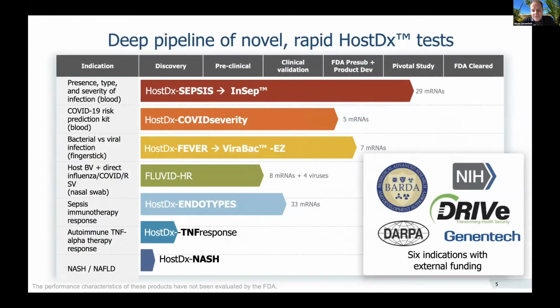How we have applied this to different disease areas is shown on this slide. Inflammatics has a deep pipeline of novel and rapid host response tests that range from the diagnosis of infections and sepsis from blood to the prediction of severity of COVID, to other tests that are run from capillary blood or nasal swabs, to areas that are outside of the infectious disease space, like a response prediction for biologicals like anti-TNF, but also for the classification of metabolic diseases like NASH.